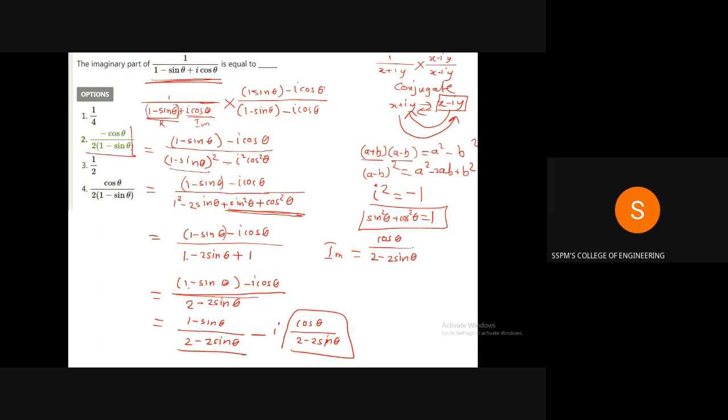See here, this one is the correct option because cos of theta divided by, if we take 2 as common, 2 into bracket 1 minus sin theta. So we have the answer cos theta divided by, sorry, this is minus i. So we have minus here: minus cos theta divided by 2 into bracket 1 minus sin theta. So the second one is the correct option.